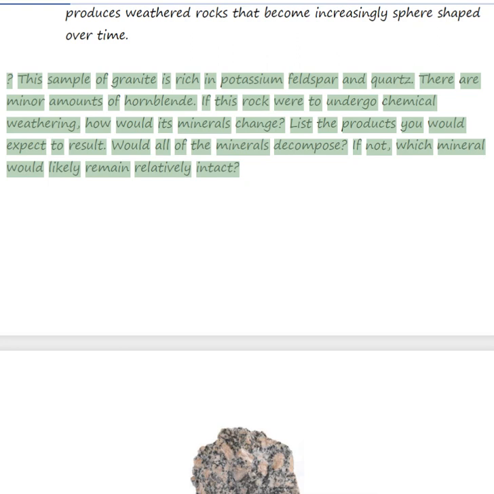This sample of granite is rich in potassium feldspar and quartz. There are minor amounts of hornblende. If this rock were to undergo chemical weathering, how would its minerals change? List the products you would expect to result. Would all of the minerals decompose? If not, which mineral would likely remain relatively intact?